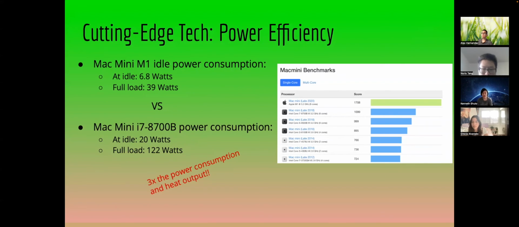And now looking at the i7, the idle power consumption rate was 20 watts, and the full load was around or more than 120 watts. And so that means that the i7 consumed around 3 times more power than the M1. And on the graph on the right, it shows more comparisons with other Intel CPUs as well. But as you can see, none of them come close to the efficiency of the M1.